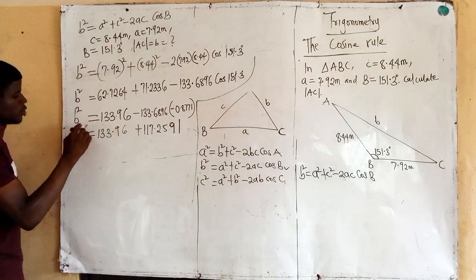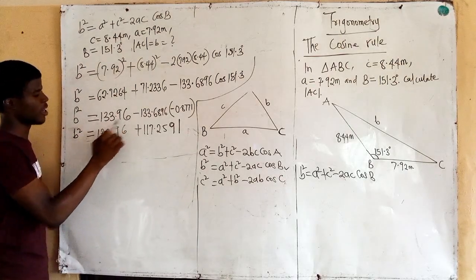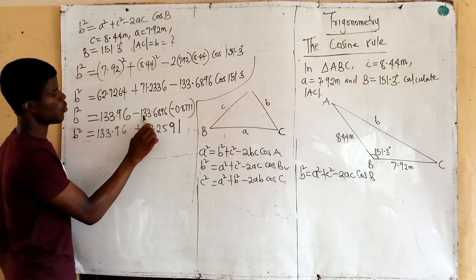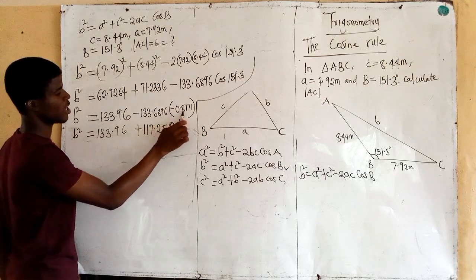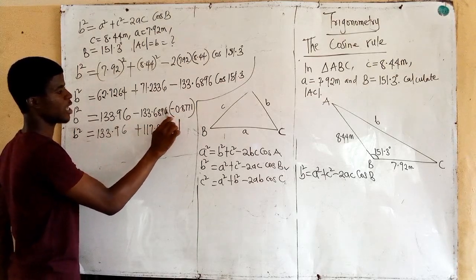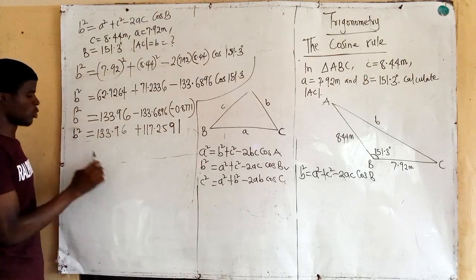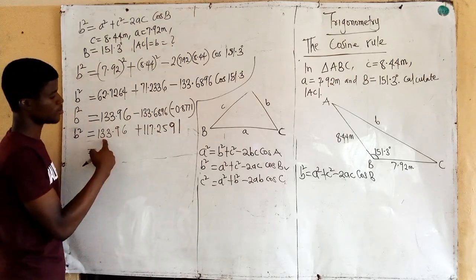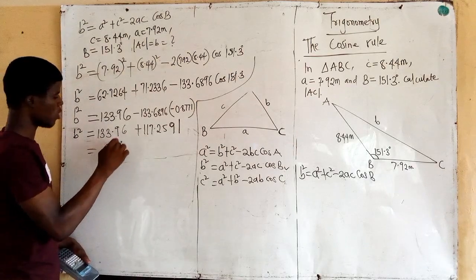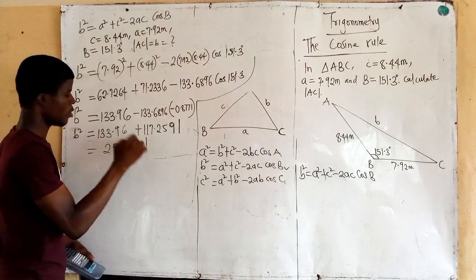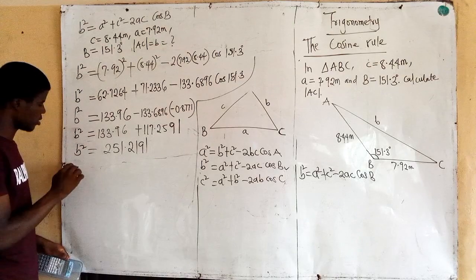So b squared is equal to 133.96, then 133.6896 times minus 0.8771 will give me this. So add these two together to obtain 251.2191. So b squared is equal to this.